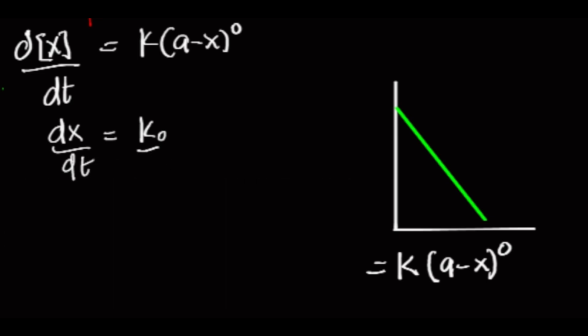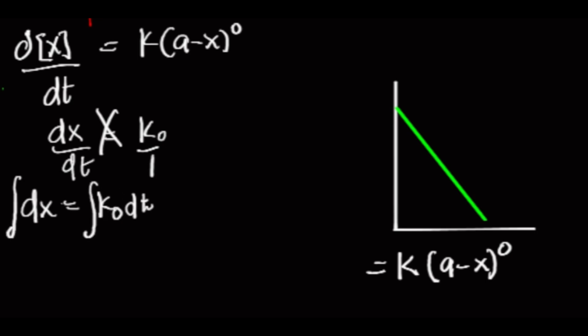So now if we try to separate this, we are going to have change in X to be equal to k naught change in t, right? Since it is the integrated rate law, I'm going to integrate both sides. If I'm going to integrate both sides here, I'm going to be integrating with limits, right?